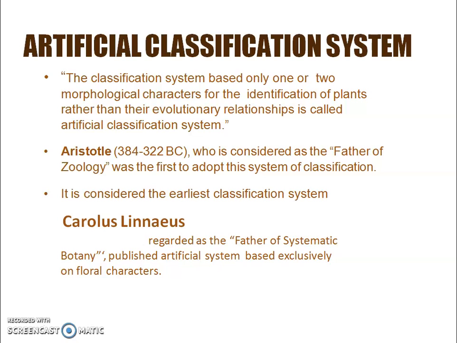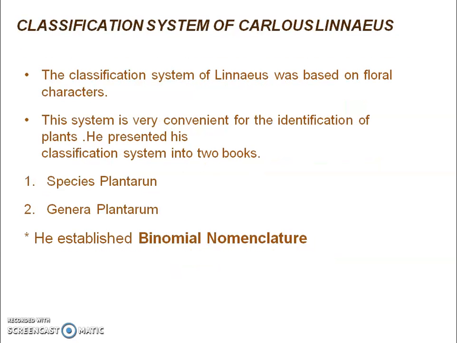Aristotle, who is called the father of zoology, was the first to adopt this system of classification, and it is considered the earliest classification system. Then came Carl Linnaeus, regarded as the father of systematic botany. He published the artificial system based exclusively on floral characters. The classification system of Linnaeus was based on the types of flowers, the leaf, and the various whorls of the flower, like petals, stamens, gynoecium, etc.